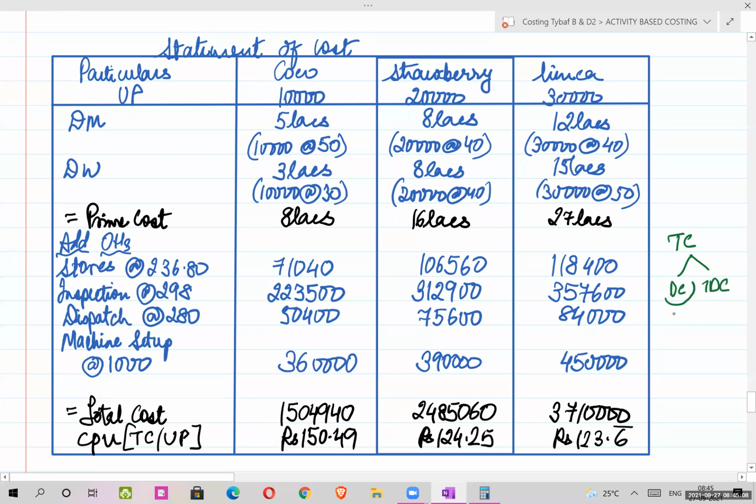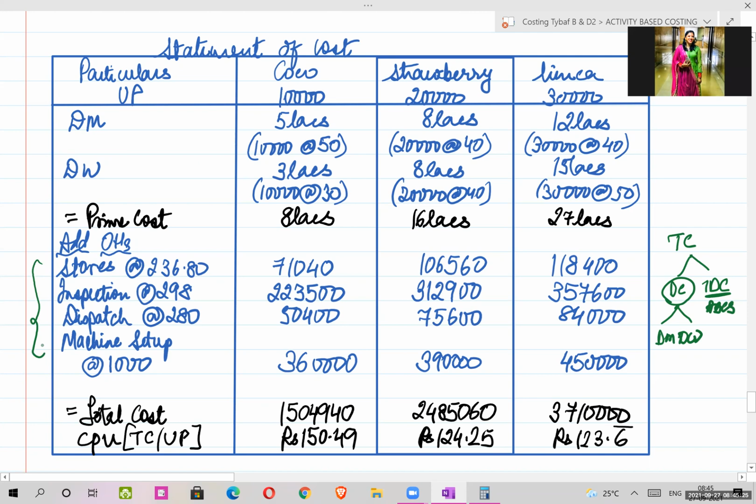Direct cost is given in the question. Yes, it is given. Direct material and direct wages. And indirect cost we have just calculated through ABCS. Okay, all those 4 activities, 1, 2, 3, 4. Here it is. This is the indirect cost we have just calculated.